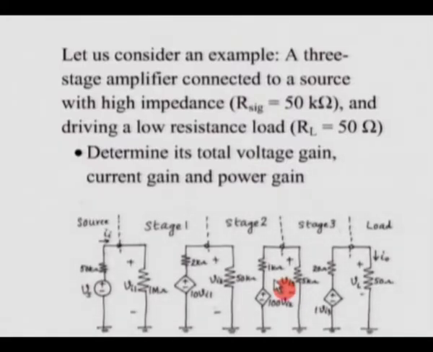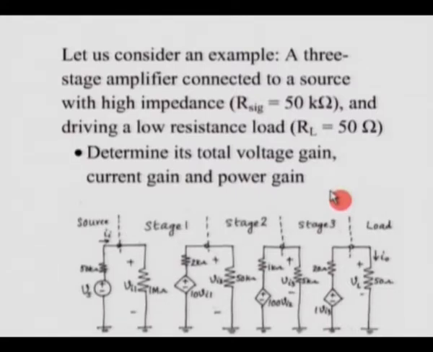Now the output of this second stage is fed to the third stage, which has an input resistance of 5 kilo ohms and an output resistance of 20 ohms, but the voltage gain of that stage is just unity, and then the output of the third stage is connected to the load. Now let us try to analyze how this amplifier works and how it has been chosen.